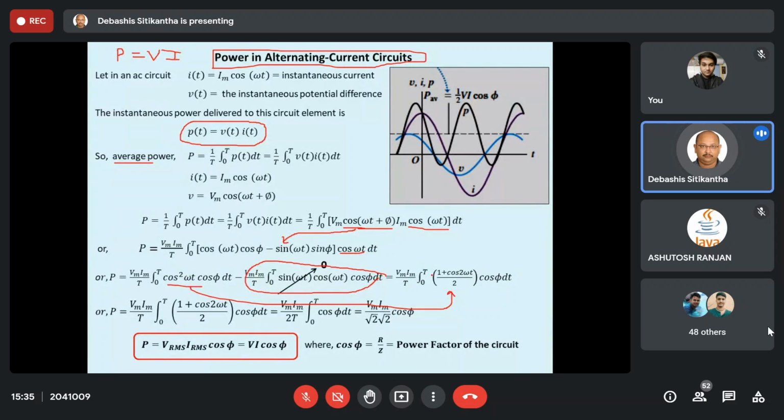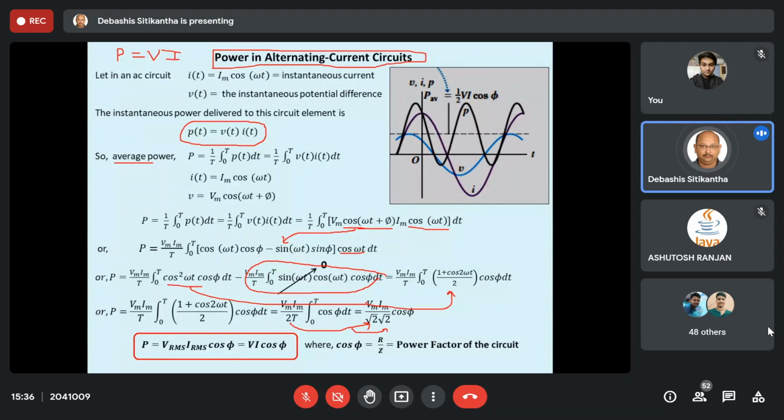Now you have two terms over here. So let us do the first term. The first term is Vm Im by T, integration from 0 to T, of cos phi dt by 2. The other term is cos 2 omega t. Again this one becomes 0 because this is a cyclic term. So ultimately what we are getting is Vm Im cos phi by 2. Now 2 is nothing but root 2 into root 2. Now you can see Vm by root 2, Im by root 2, cos phi.